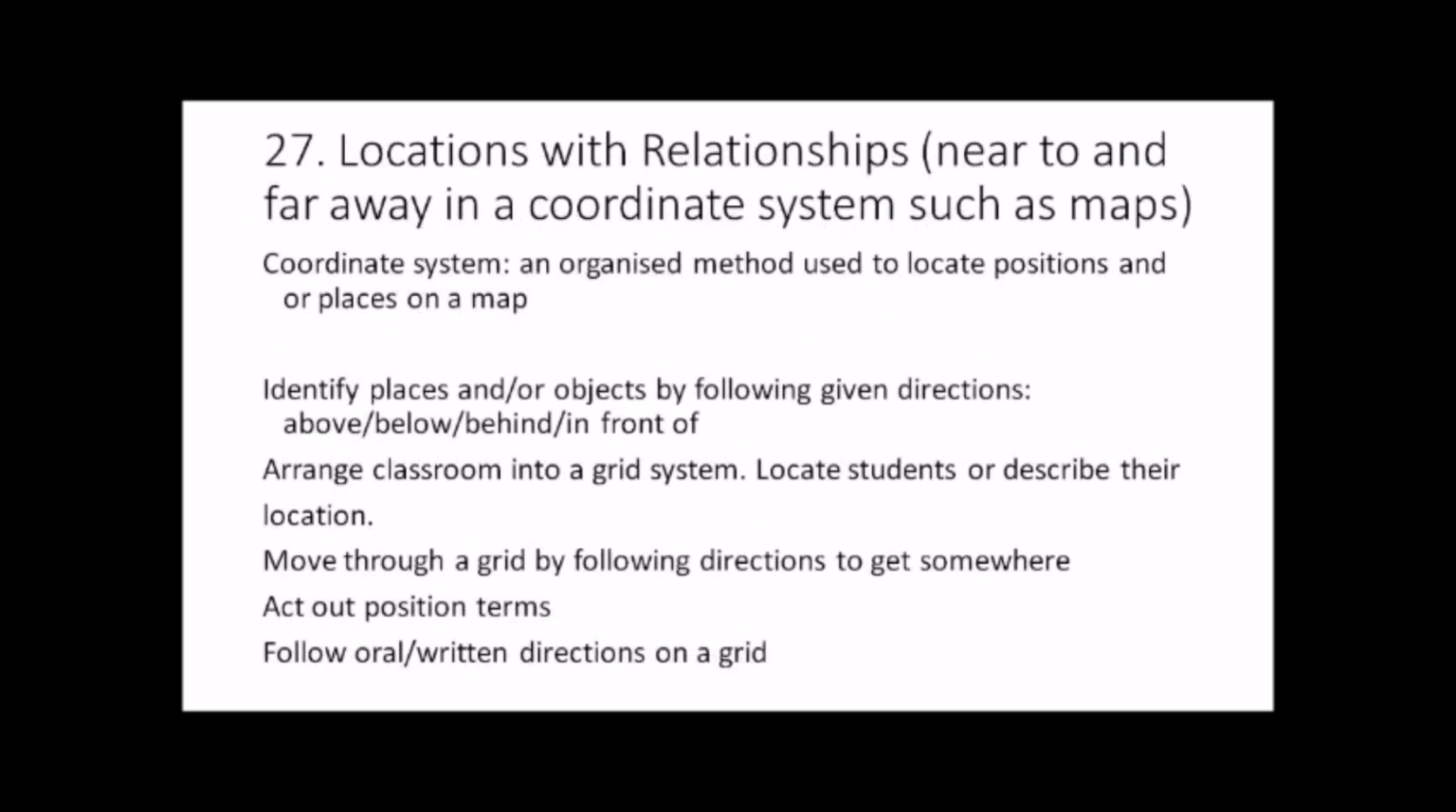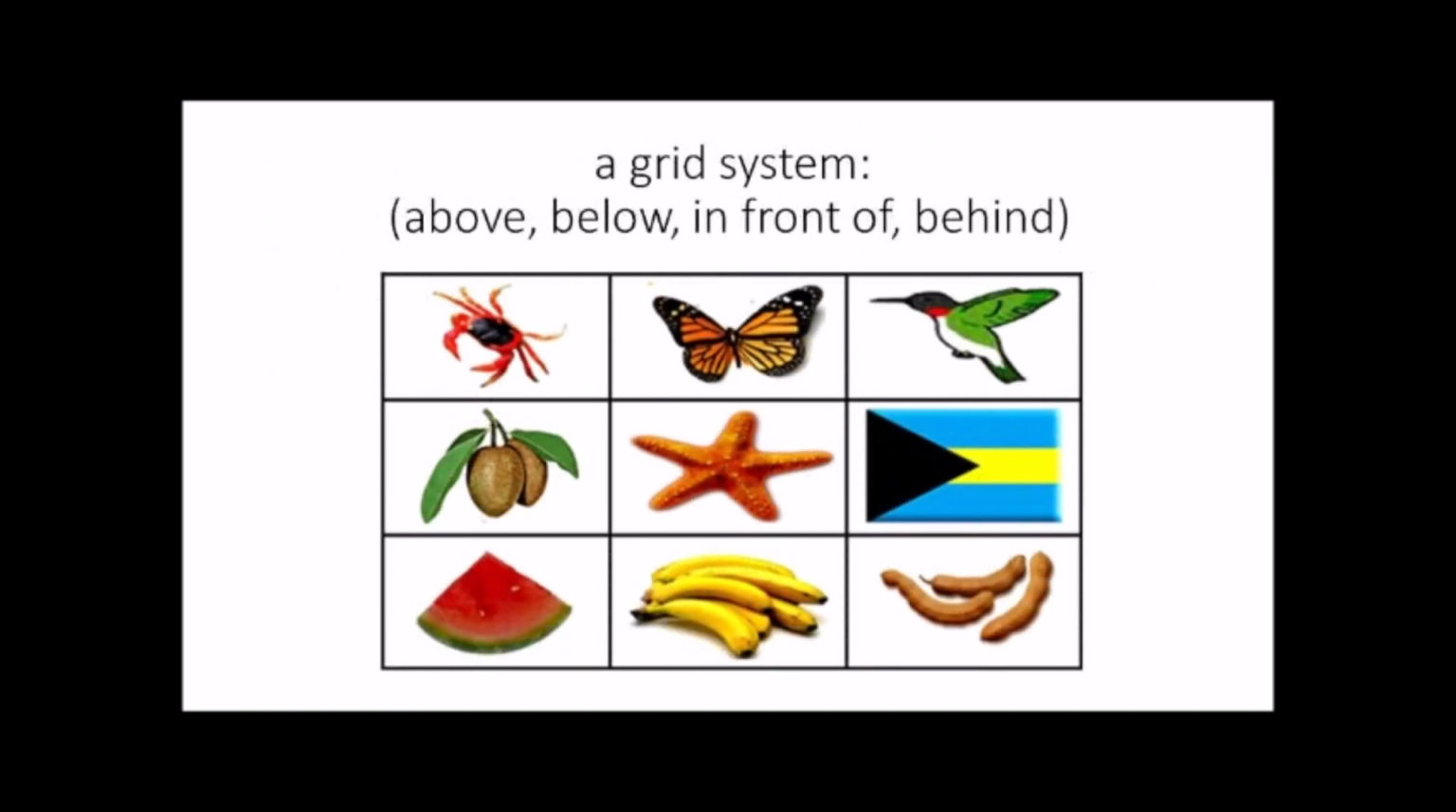Lesson 27, locations with relationships, near to and far away in a coordinate system such as maps. A coordinate system is an organized method used to locate positions or places on a map. I would advise you, if you have a classroom and you're able to set up the classroom in a coordinate system, to ask who is near to or who is far away from such and such a student. If not, set up pictures on a coordinate grid and use the pictures to see which picture is near to or far away. Here I have a coordinate grid set up for you, and you can do different locations. You can say if it's above, below, in front of, or behind.